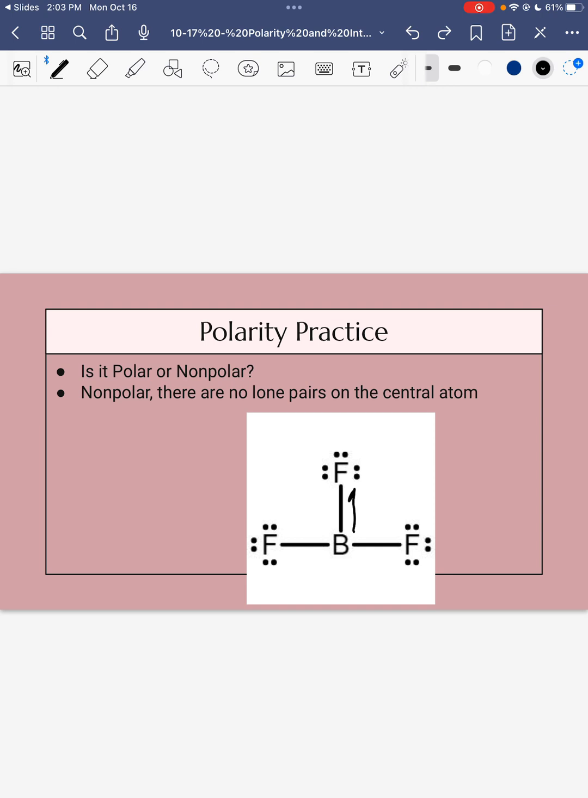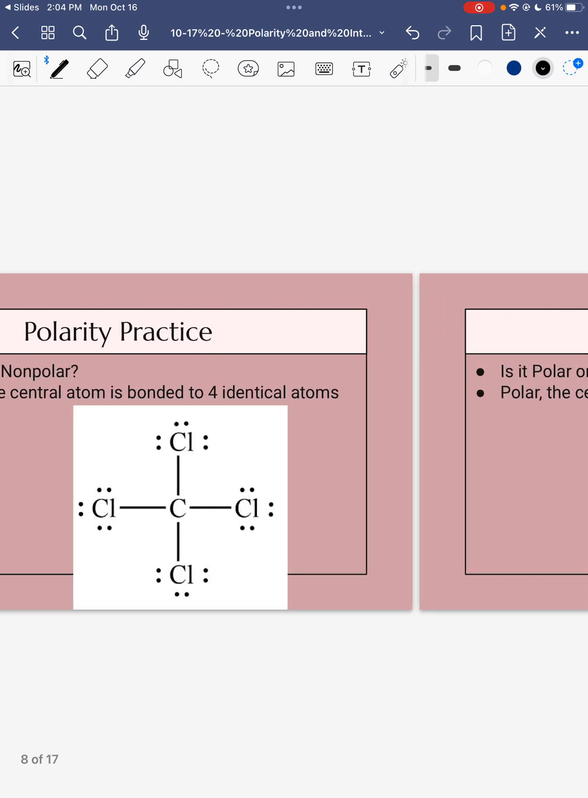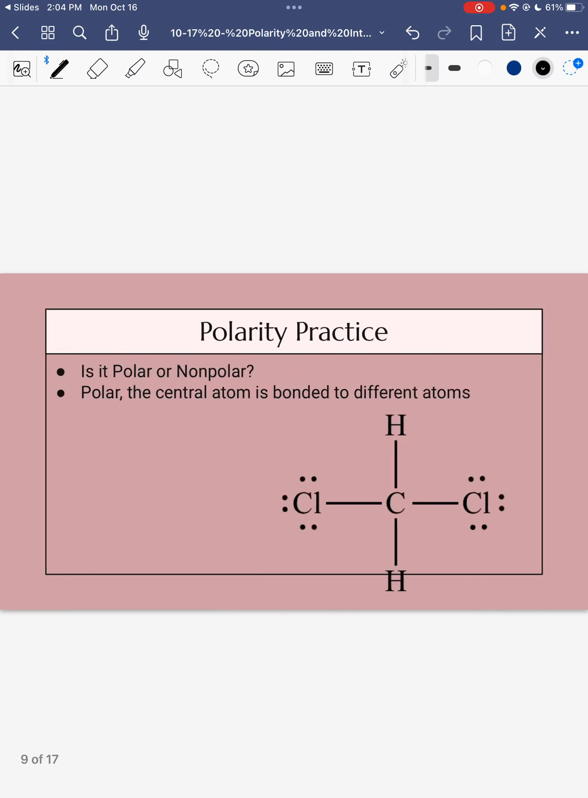So even though we're being pulled in multiple different directions, actually this is all going to be pulled in the same way, and there is going to be equal sharing in this. It's going to be nonpolar. And lastly, I believe, or two more, CCl4 is going to be nonpolar because we have equal pulling in all different directions. Carbon is bonded to four identical atoms.